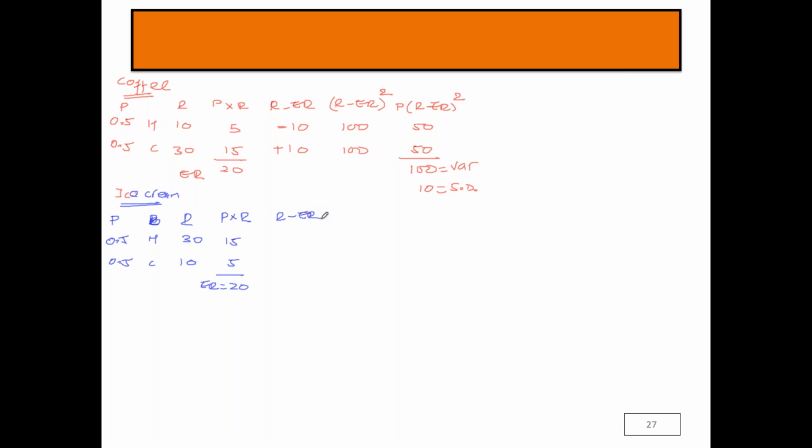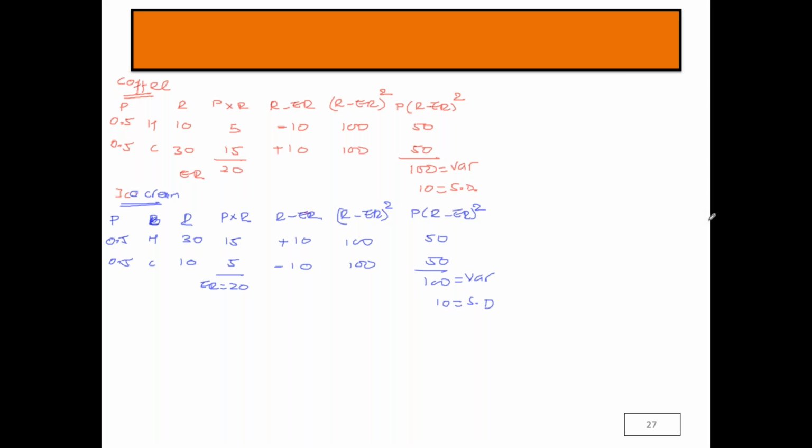Return minus expected return. So once again देखो, ये मेरे returns है, this is expected return. So 30 minus 20, it is plus 10. This is minus 10. Return minus expected return squared. आपको I think answer clear हो ही गया है. It is much more clear. But फिर भी हम end तक जाएंगे. The probability return minus expected return squared, that is equal to now 50 and 50. Total is 100. That is called variance. And I do square root of it. So that is equal to standard deviation. Is that clear?